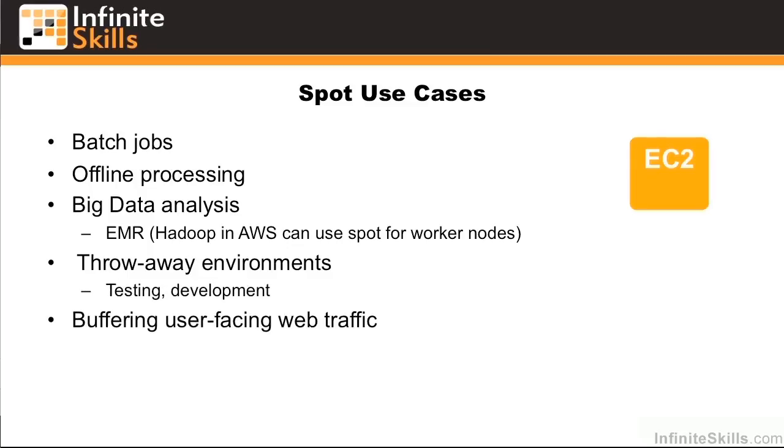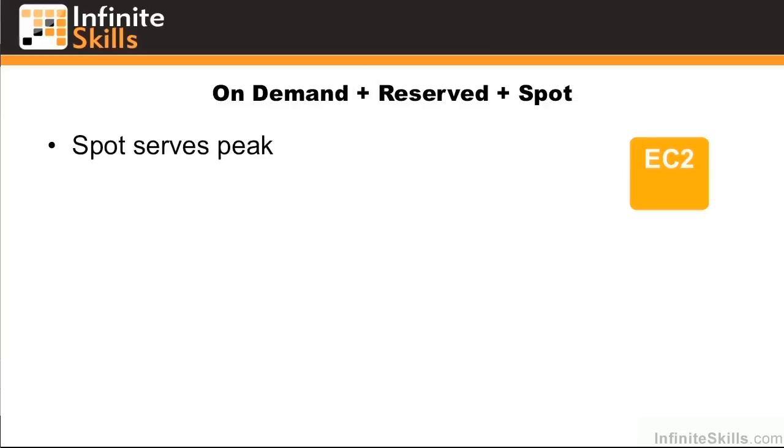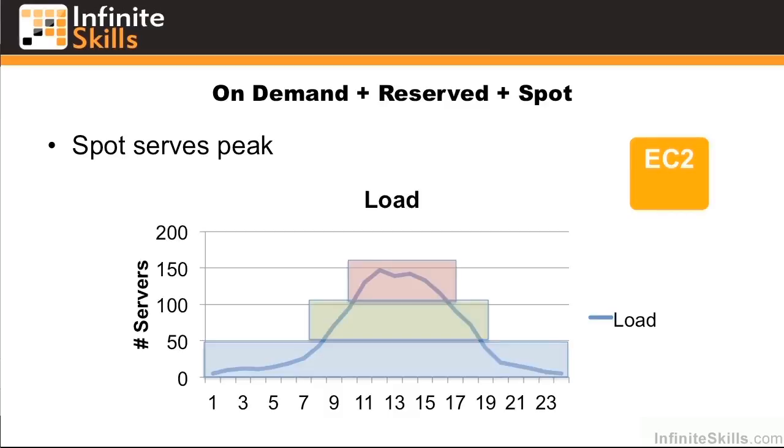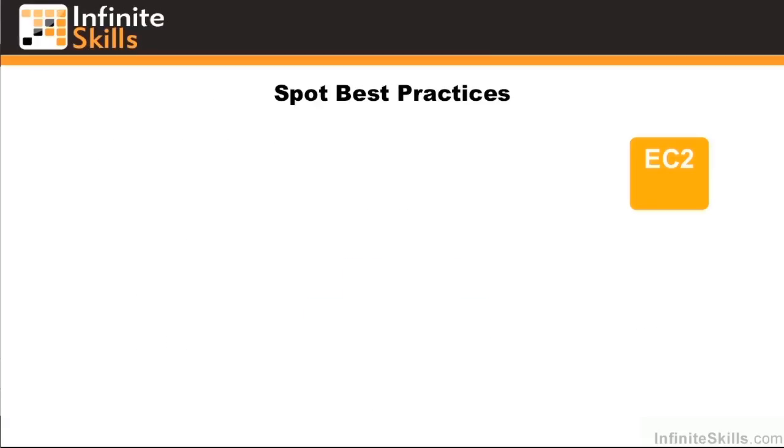You can also use it for buffering user-facing web traffic. This is a very advanced use case, but let's explore it next. Similar to the previous graph we reviewed, showing on-demand and reserved, each showing a part of your overall web traffic, you could also use Spot as so, with reserved at the bottom, on-demand in the middle, and Spot at the very top, serving the peak only.